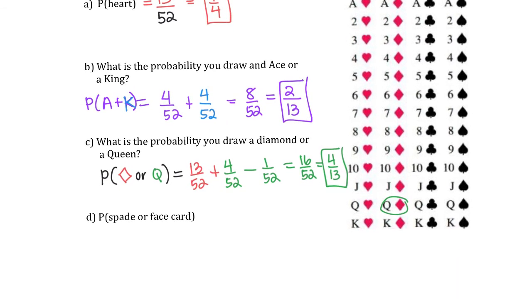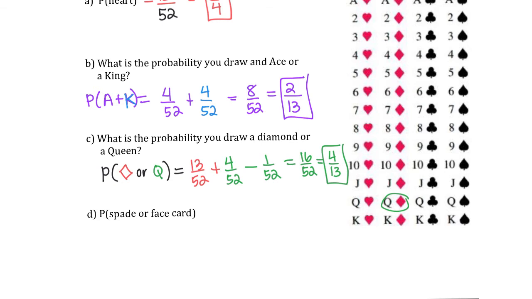Let's do one more of this. The probability of a spade or a face card. Spade or face. Which ones are the spades? The spades are these ones right here. There are 13 of them.